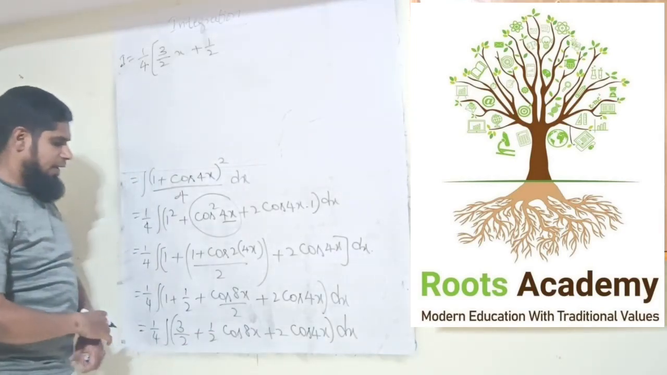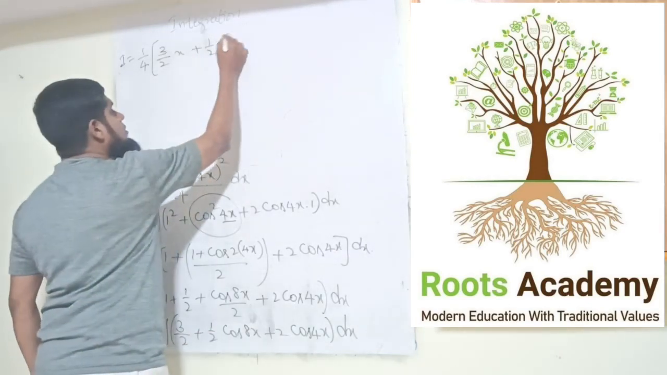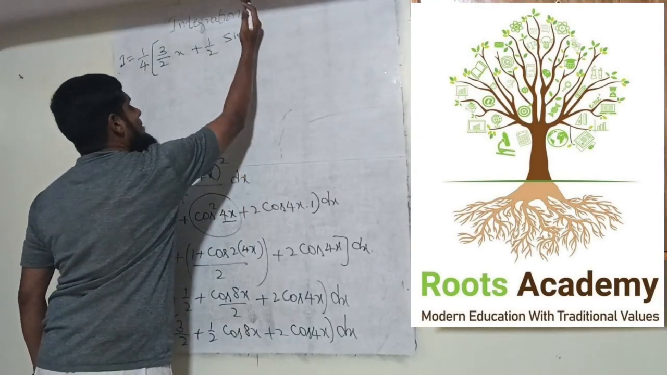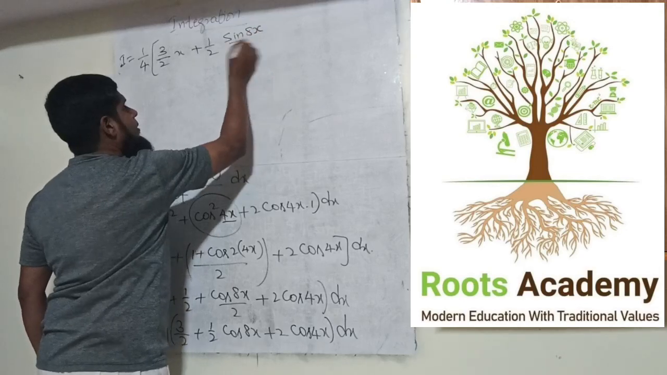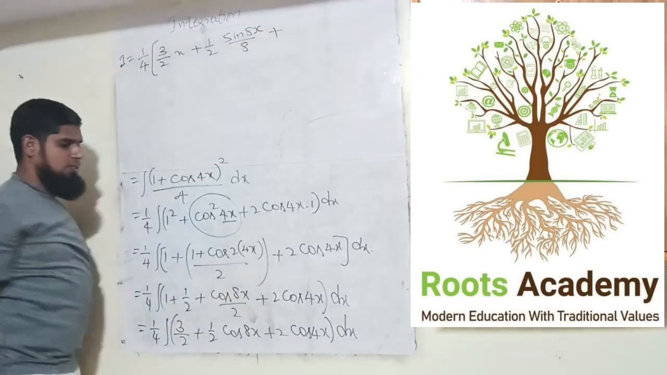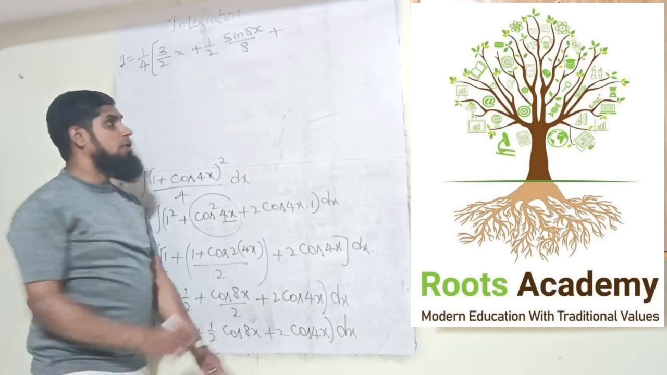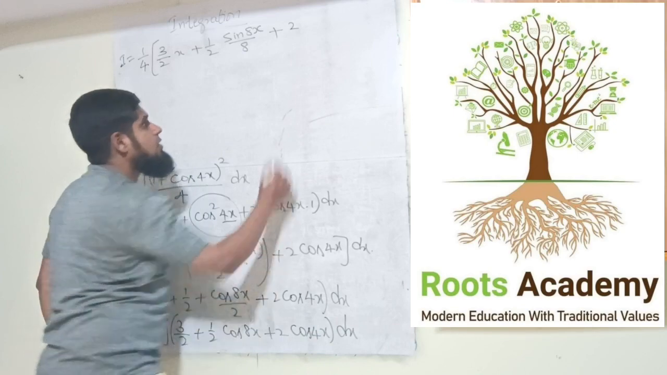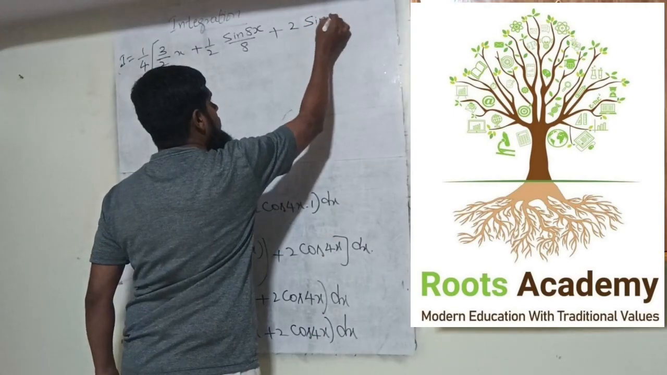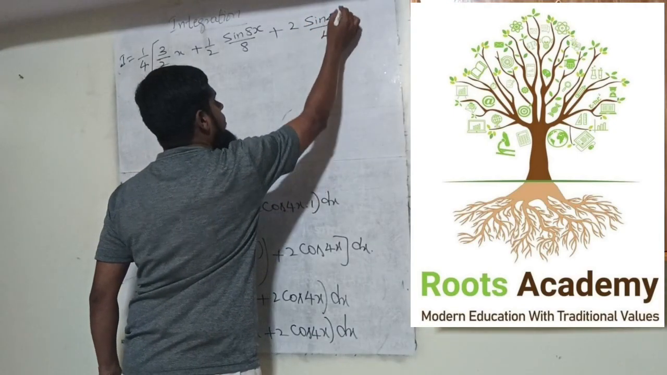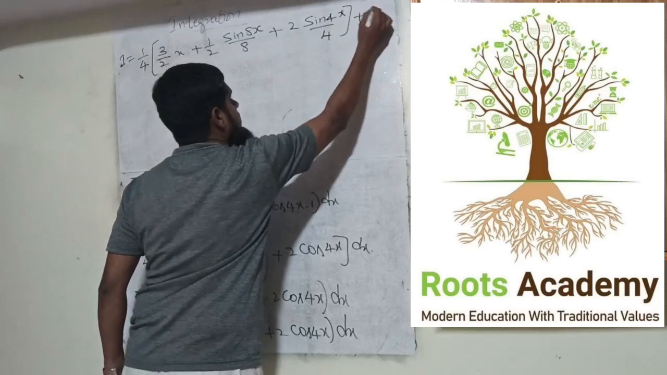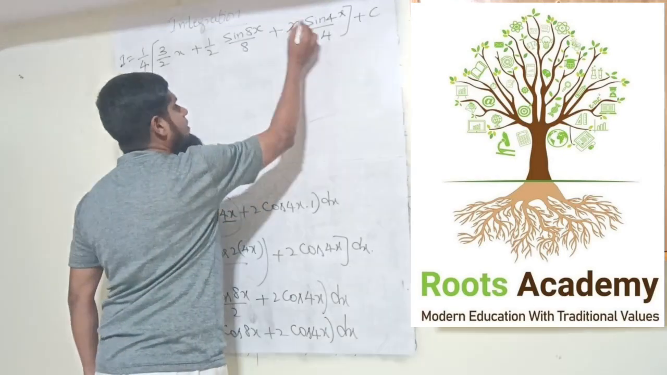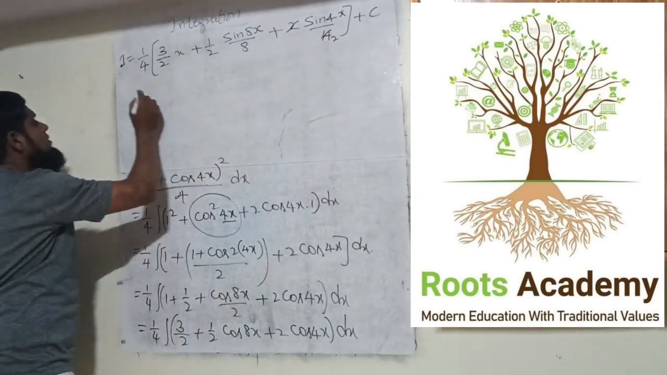Integration of cos 8x is sin 8x divided by 8 plus 2 as it is a coefficient. Integration of cos 4x is sin 4x divided by 4. Close the bracket plus c. Then the final simplification will be 2 1 times, 2 2 times.